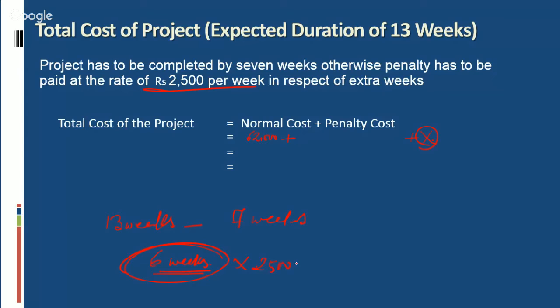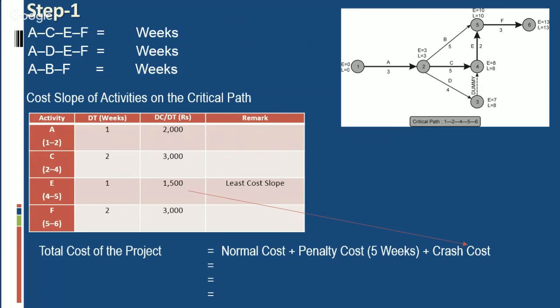2,500 per week, and the cost of this will be 15,000. And the total cost of the project will be 77,000 at the normal or expected duration of 13 weeks. Now, this is normal, but we will start crashing on the basis of cost benefit analysis.